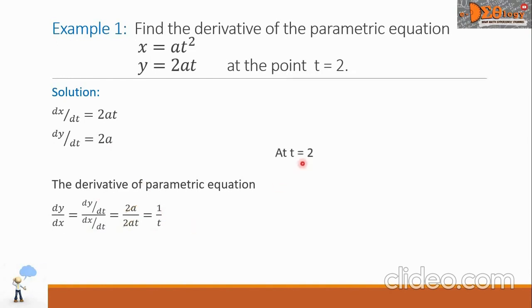Now at t equals 2, let us substitute the value of t as 2 in here. So now dy over dx is equal to 1/2. This is our final answer.